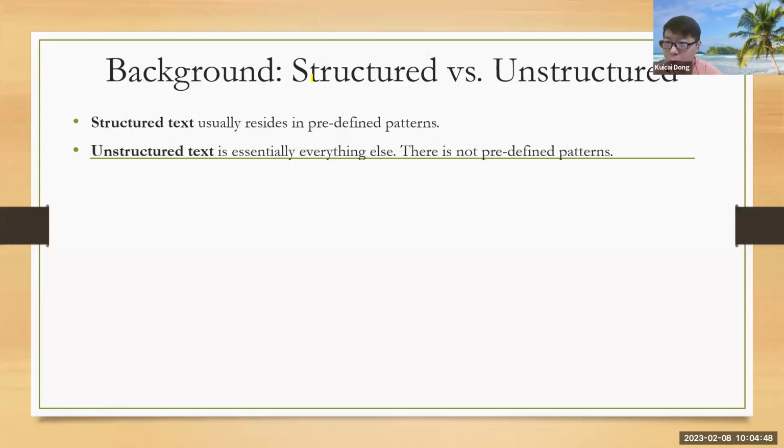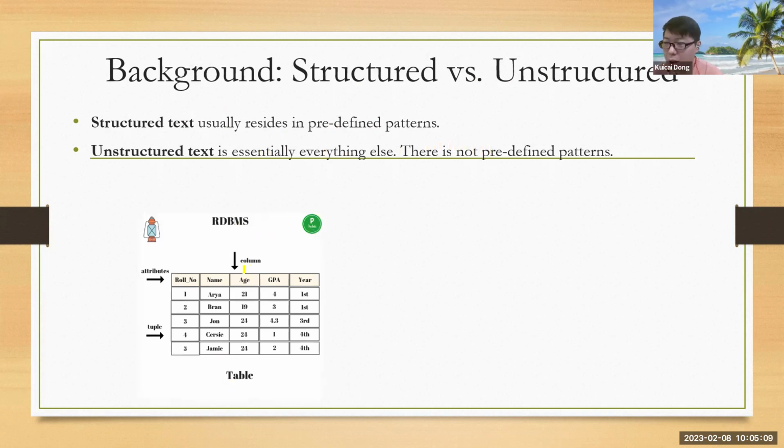The background is we have to understand what is structured text and what is unstructured text. Structured text usually resides in predefined patterns, like in a relational database, while unstructured text is essentially everything else. There are no predefined patterns for unstructured text. Here is an example of a relational database table. We can see there are some attributes, so the text can be stored in this table in a structured manner. This is an example of structured text.